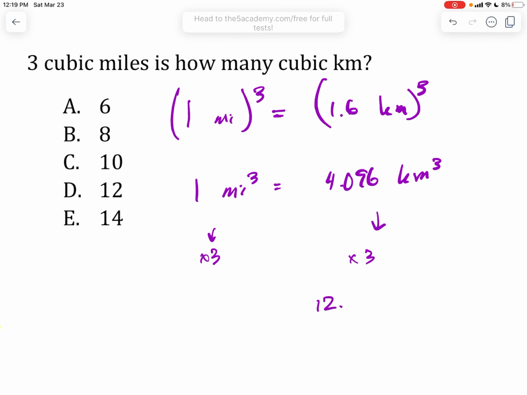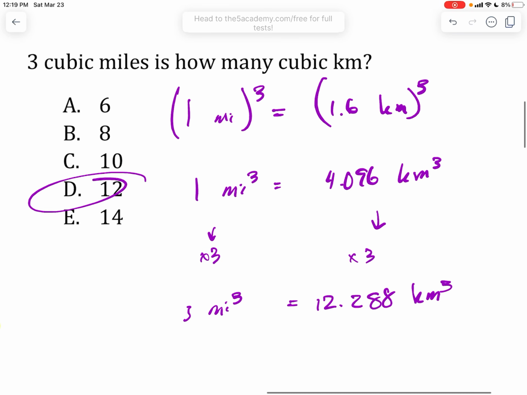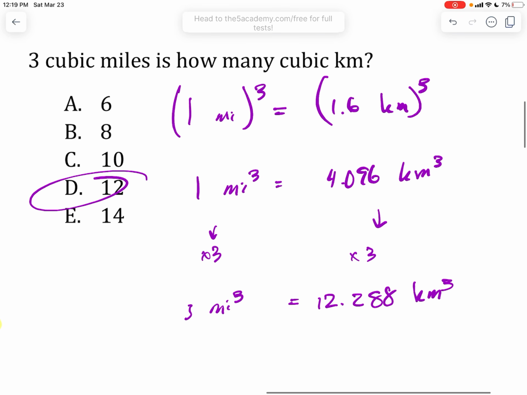You end up getting 12.2288 kilometers cubed is equal to 3 miles cubed. It's really that simple. They don't give decimals in this problem, but it's really that simple, okay? Now, the reason some students might get tripped up by this one is you might think to use the whole conversion factor formula, which looks something like this.